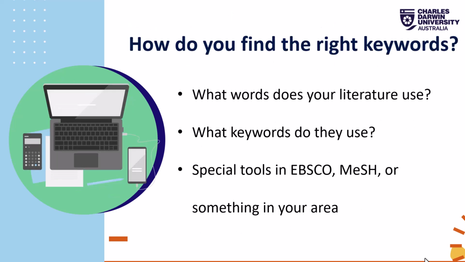So how do you find the right keywords for your topic? You can do this by reading the literature. What words do they use? If you see another similar systematic review, think about what keywords they use, what databases they use. Do they use tools like EBSCO or MeSH, or something else in your area? You can also use special tools such as EBSCO and MeSH to select keywords in your area, and we'll go into that in more detail next.